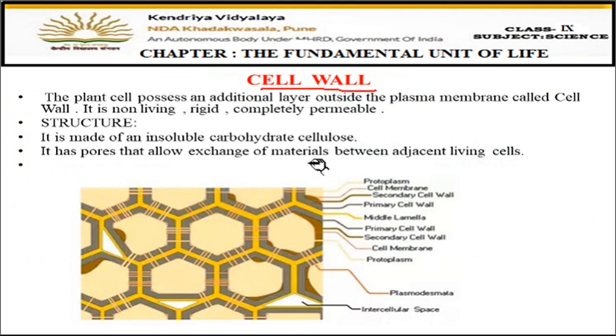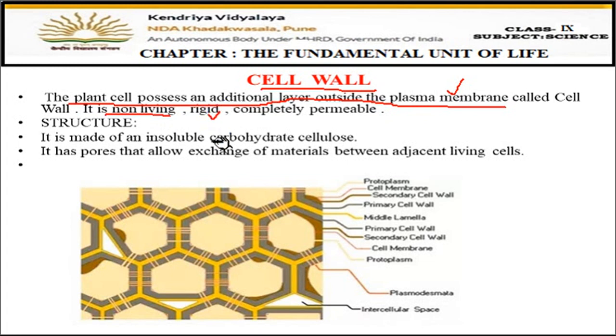As we have discussed, in an animal cell, the outermost boundary is the cell membrane. It protects the cell. Whereas in case of plants, the outermost layer is the cell wall. So the plant cells possess an additional layer outside the plasma membrane. Means they have cell membrane also, but outside the cell membrane, they have a cell wall also. Now this cell wall is non-living, like cell membrane is living. Plasma membrane or the cell membrane is living, this we have discussed. But this cell wall which is present only in the plant cells is non-living and it is rigid also.